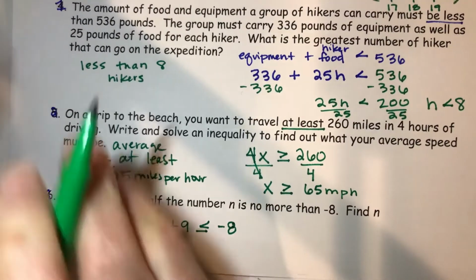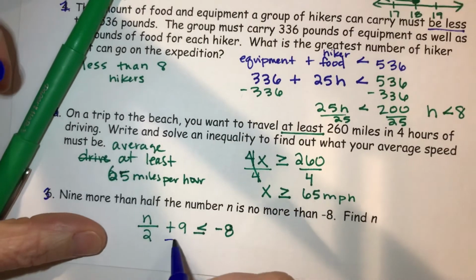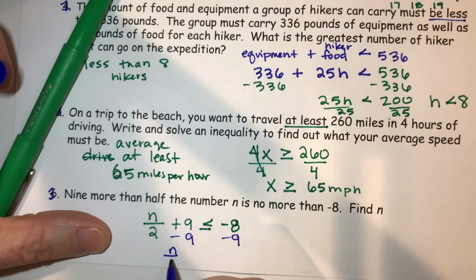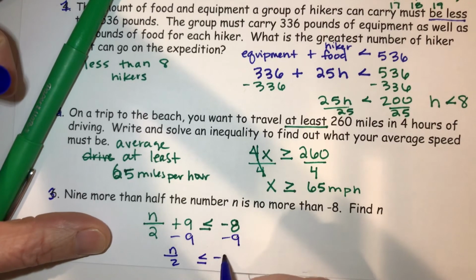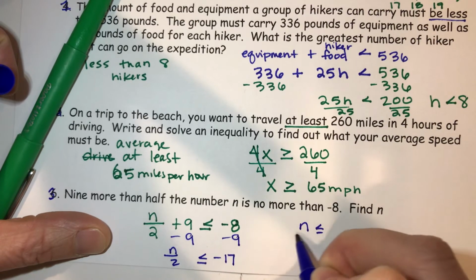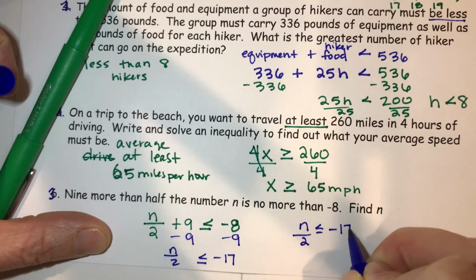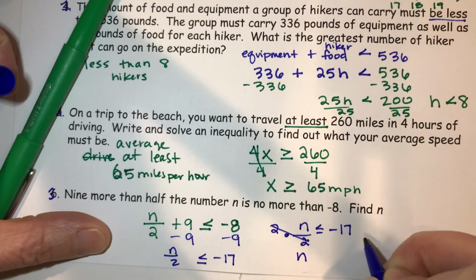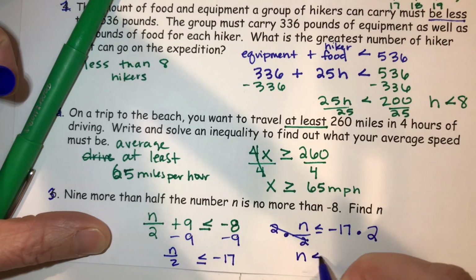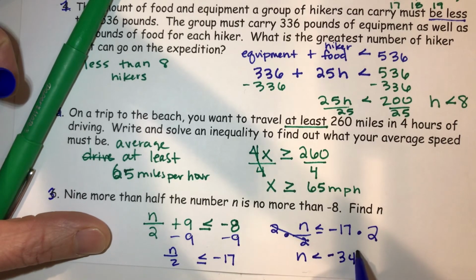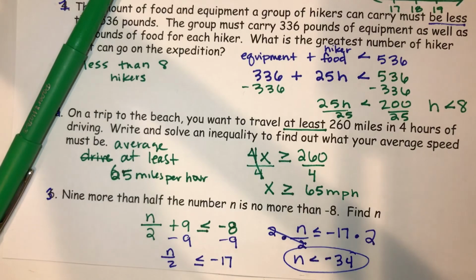To solve it, I need to subtract 9. n divided by 2 is less than or equal to -17. I'm going to rewrite it over here because I'm out of space. Multiply by 2, cancels that out, n is left by itself. Multiply by 2 over here, and you have -34. So n has to be less than or equal to -34.